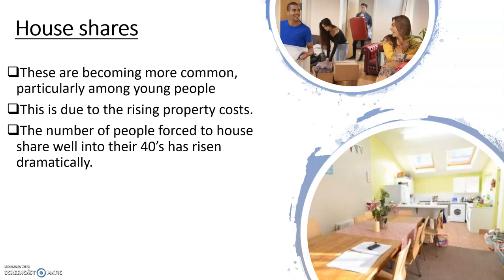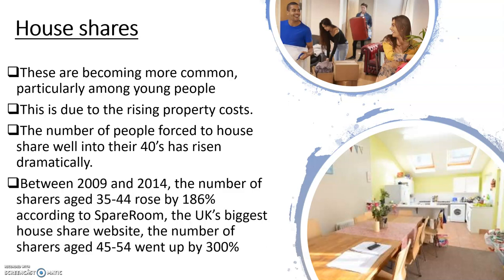That, you know, if people have relationship breakdowns or are single, it might be a more cost-effective way to live. Between 2009 and 2014, the number of house shares between people aged 35 to 44 rose by 186%. And this number of older renters, so 45 to 54, has also gone up by 300%. So it is showing how much more expensive it is to rent and have your own space now. A lot more people are using this as an alternative to living in a family.